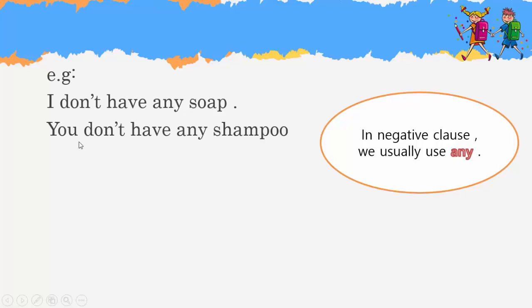The next one, you don't have any shampoo. You don't have. Don't have also is a negative sentence. So we used any. I can't say I don't have some, because we use some in a positive clause. But here we use any because we have the negative clause. You don't have any. I don't have any.